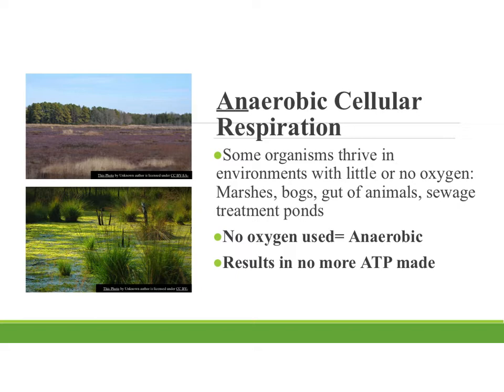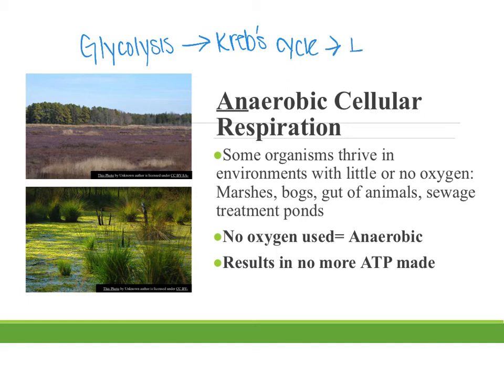Last time, we talked about aerobic cellular respiration. And remember, aerobic means that oxygen is required. In aerobic cellular respiration, there were 3 steps. The first step was glycolysis. Then there was the Krebs cycle. And then finally, the electron transport chain.